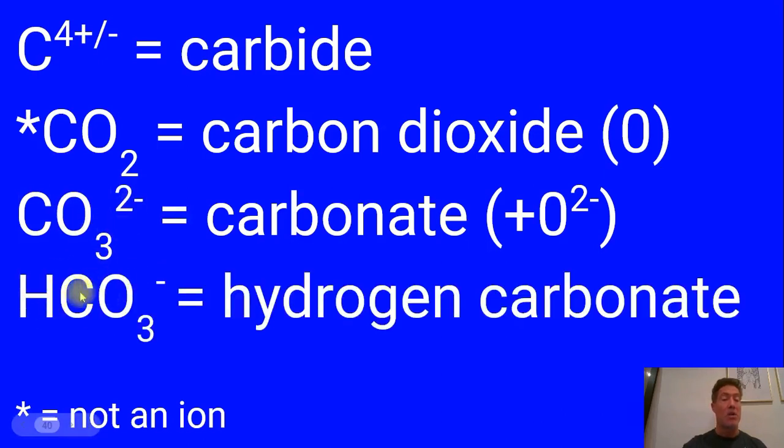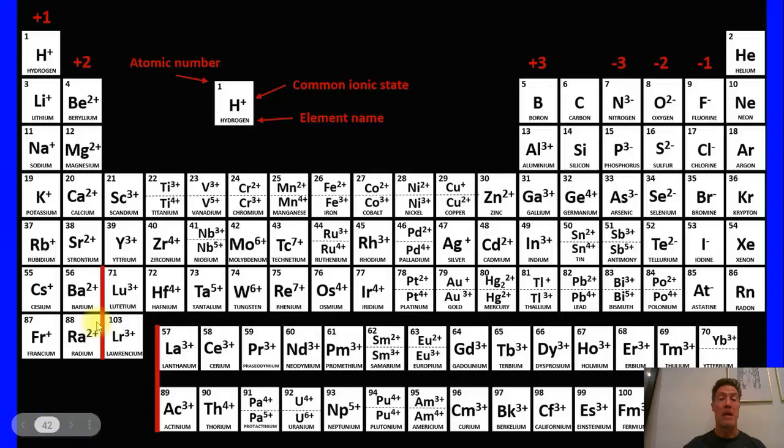But because there's a -2 charge, you can add a hydrogen to it, that becomes hydrogen carbonate, and if you added another hydrogen to it, it would become neutral, it would become an acid. It would be what? It would be carbonic acid.